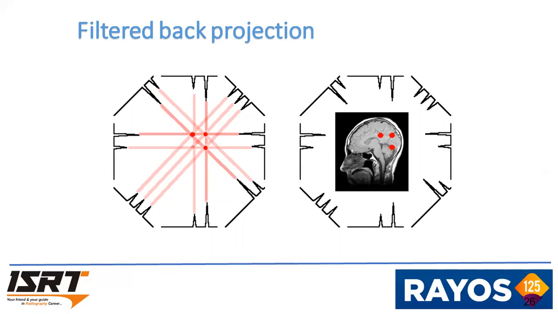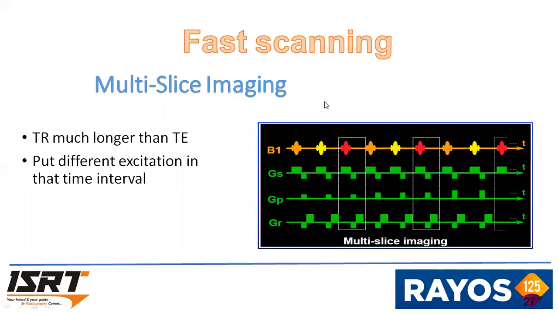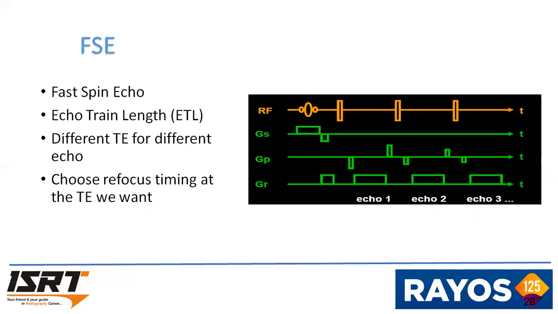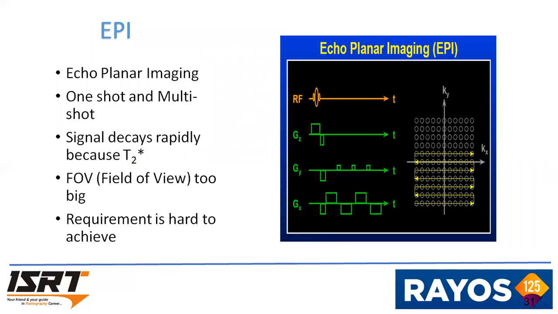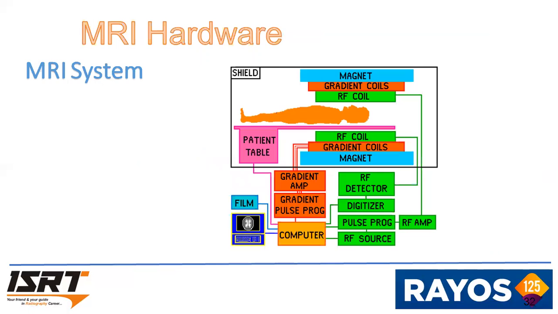Filtered back projection is nothing else than eliminating the blurring and the noise of the image, and we'll get the image. Fast techniques can include multi-slice imaging, fast spin echo imaging, gradient echo, and EPI, echo planar imaging.